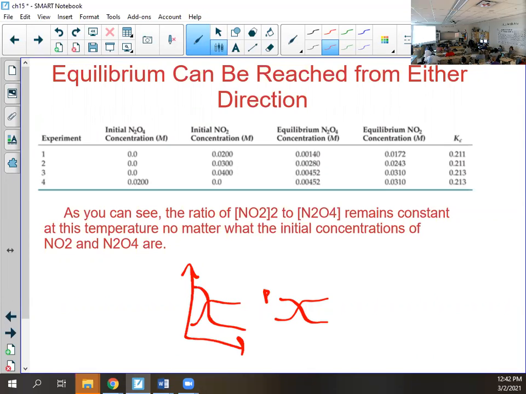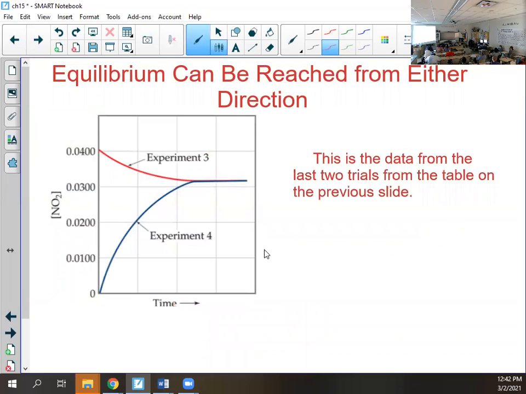Like I could have had more reactants than products, or more products than the reactants. All that matters is we will end here, nice and parallel. We don't care if we started with too many reactants or too many products. It doesn't matter. It will reach equilibrium. All right, so that's all this is saying.